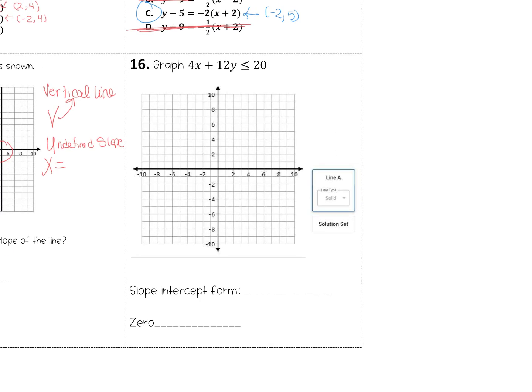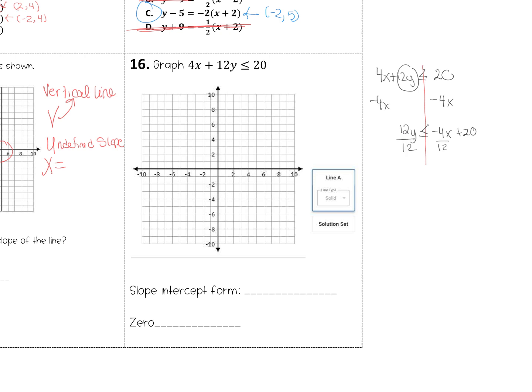On 16, we got 4x plus 12y is less than or equal to 20. So again, you can graph by finding the x and y intercepts. You can put it in the calculator and use n solve, or you can solve for y. I'm going to solve for y first. So I'm going to minus the 4x over. 12y less than or equal to -4x plus 20.